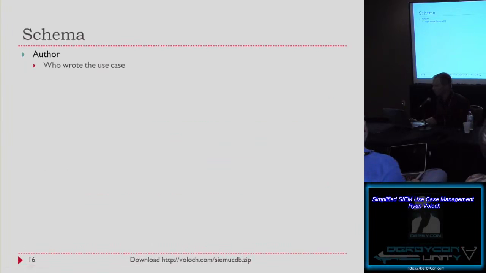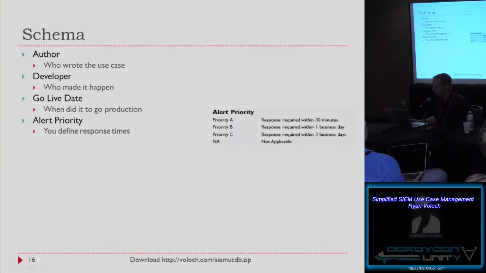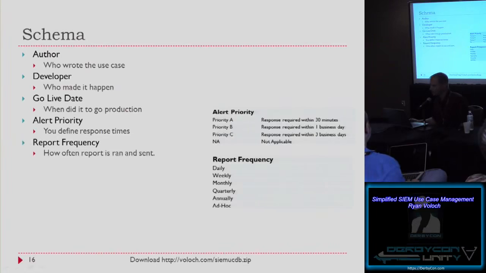Okay, there's some more fields here. Author, we want to give people credit for adding things to the use case database. Developer, who made it happen. The go live date, when it went to production. Alert priorities, which you could define based on your environment and how you do alerting. Report frequency, how often you want a scheduled report to go out. The responsible group is basically the recipient of the content. They could go to an email address.